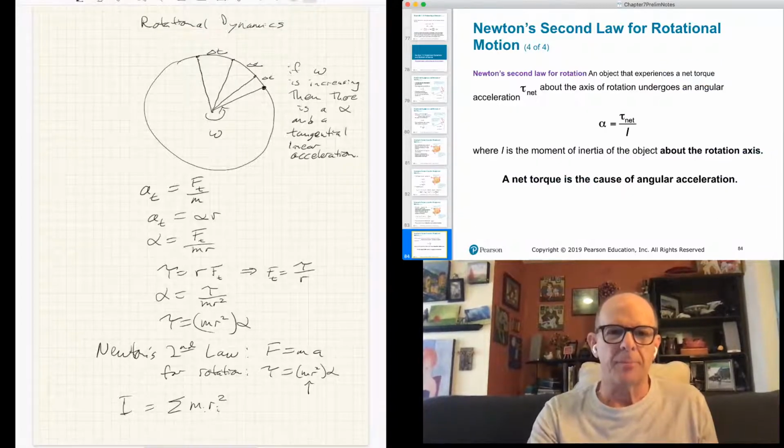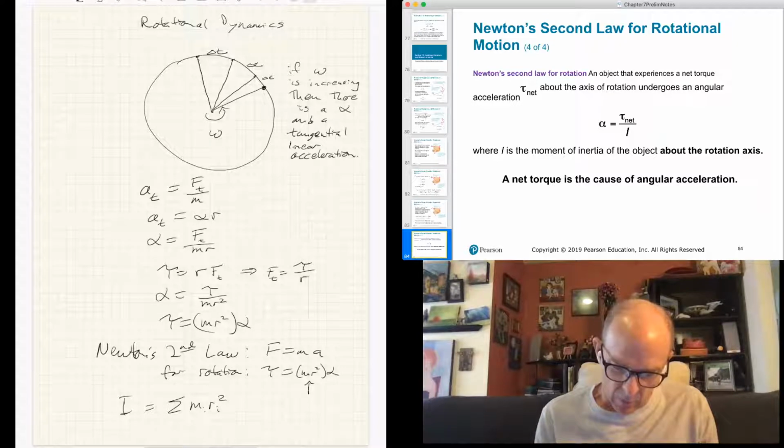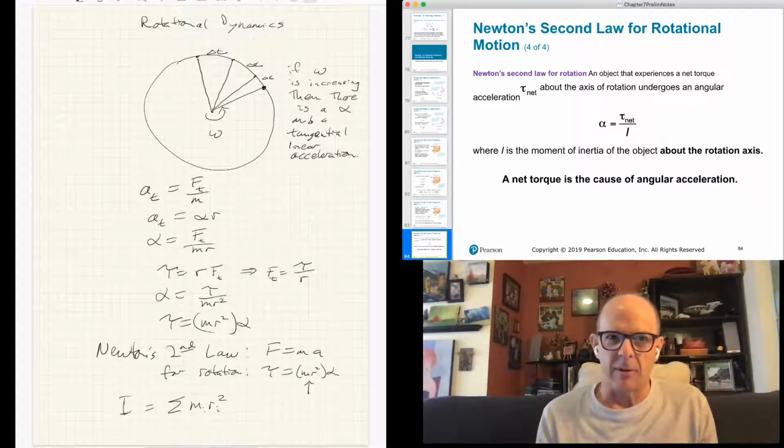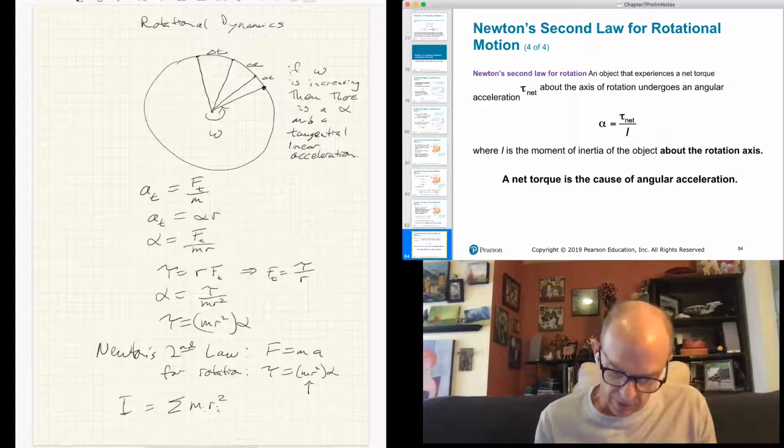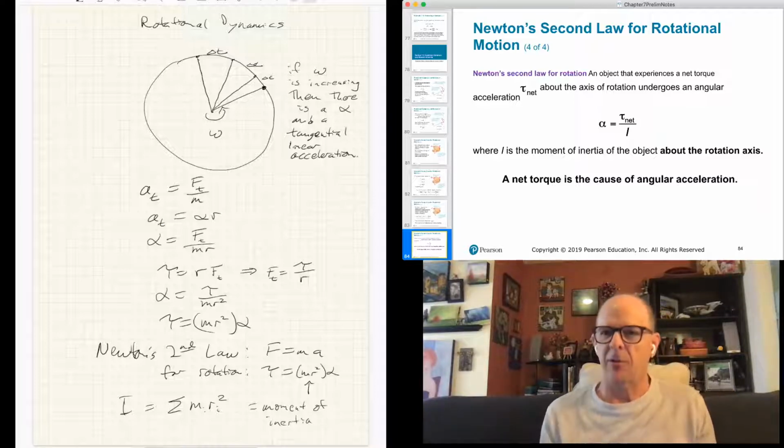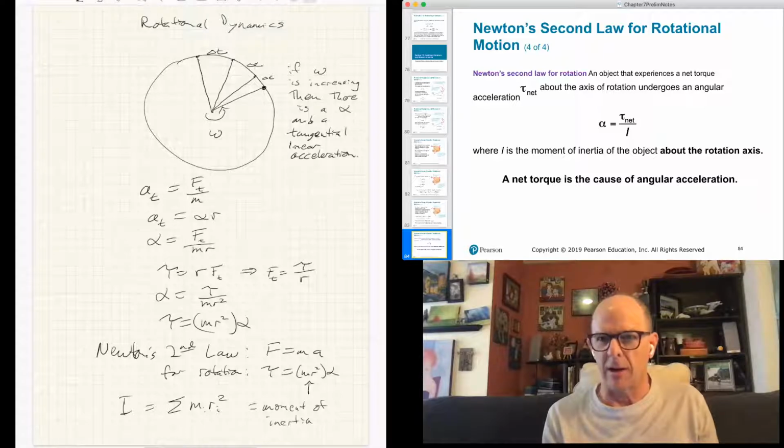And so we always are going to have a mass times a length scale squared. This is the moment of inertia. It plays the role that mass plays in linear dynamics for rotational dynamics.